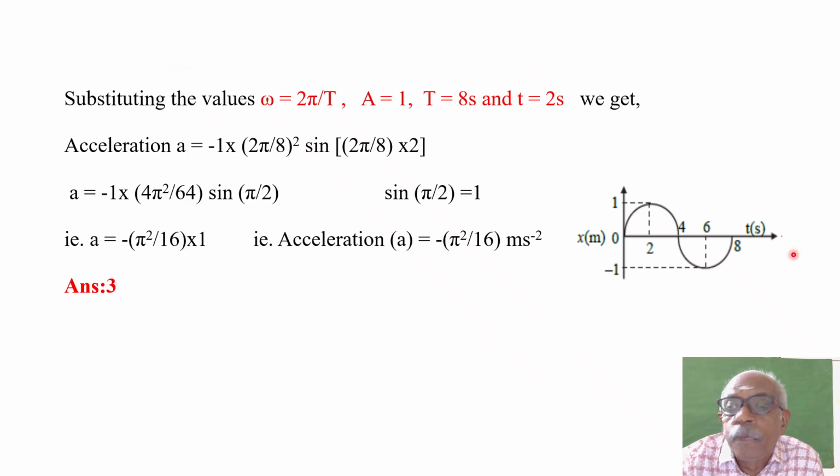Okay, that's all. So substituting the values, omega is equal to 2 pi by T, A is equal to 1, T is equal to 8 seconds, small t is equal to 2 seconds. Capital T is the time period of oscillations. Small t is the instant of time at which you are going to find the acceleration. So we get a is equal to minus A omega square sin omega t.